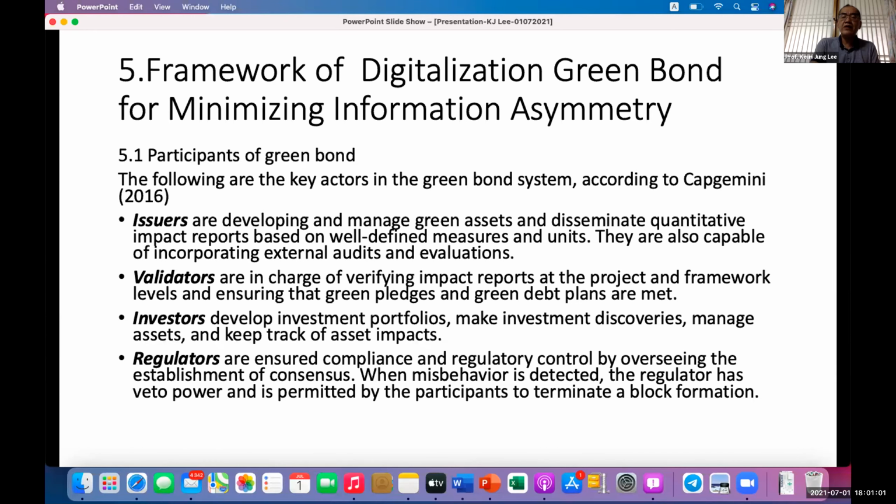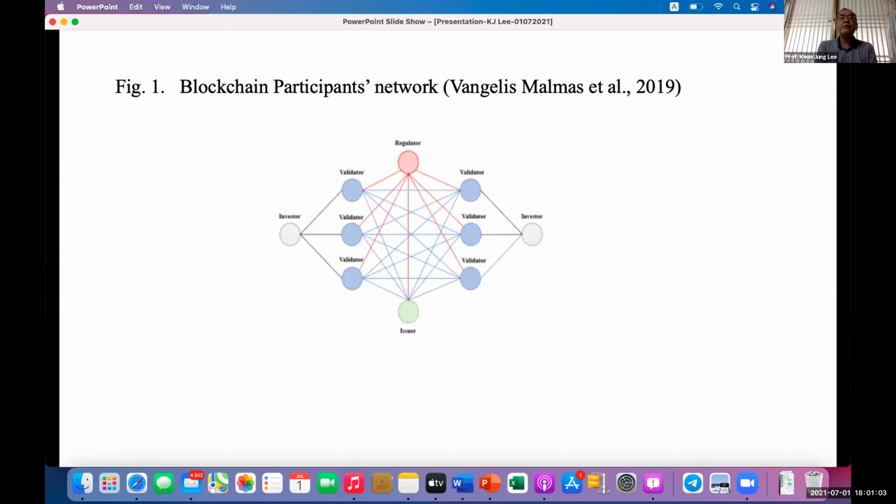And then I show the architecture of the blockchain participant network. This one is from Vangelis Malmas, 2019. I did the same with my ideas, also my opinion. Number one is the investor. The second one is the validator, and the third one is the regulator and investment. The validator is not only three, okay? Because sometimes it is 2 or 1 or 4, we don't know. This one we can call the syndicate.